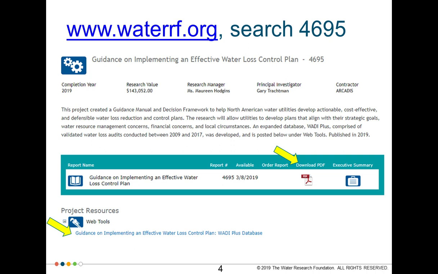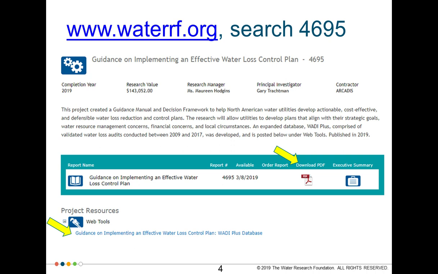If your utility was an early adopter of water loss control and you have 3 to 5 years of water audits, then this project will give you some concrete steps and processes and some research to help you make a water loss control plan. While the report is titled as guidance, it is more than a guidance manual. The appendices are filled with detailed information, so don't forget to check them out.